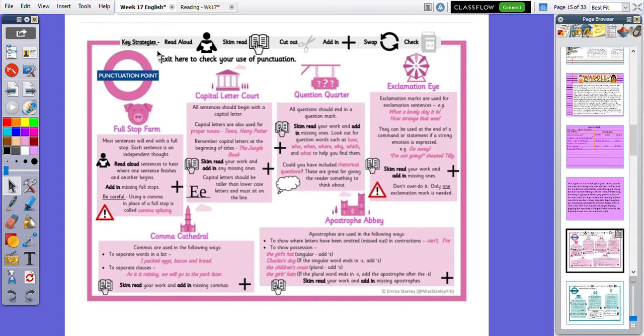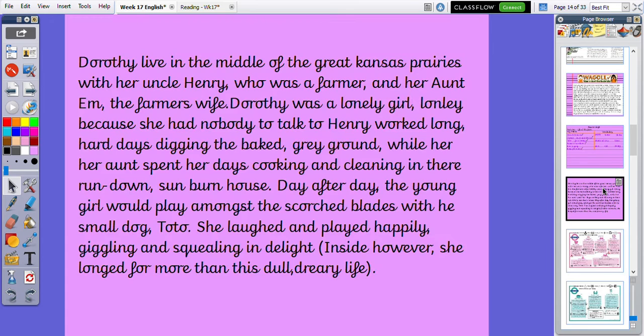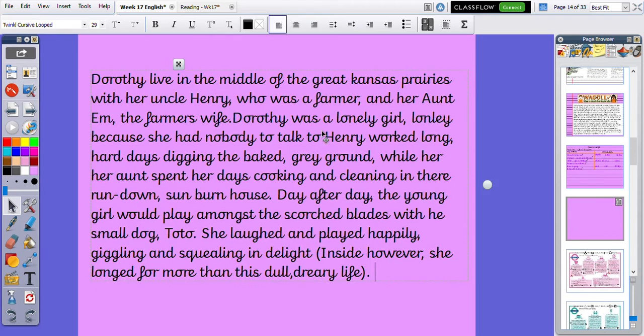So punctuation point, we would stop at full stop farm. So I need to make sure that all of my sentences have got full stops in the correct place and add any that are missing. So I'm going to go through and find any full stops that might be missing. So when I was reading through my work just then, I realised there was one missing from here.